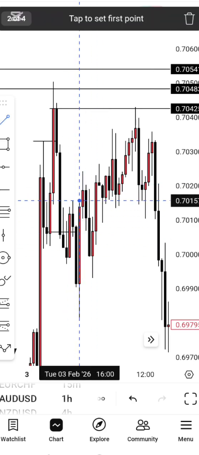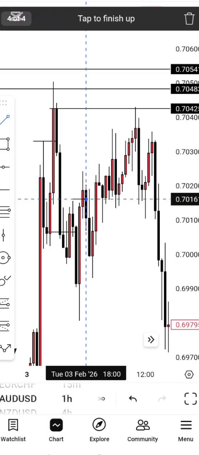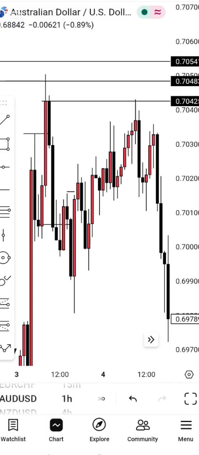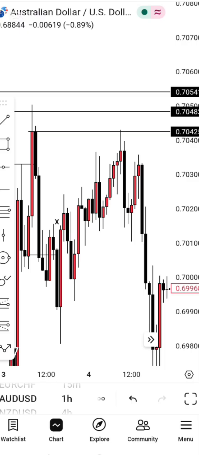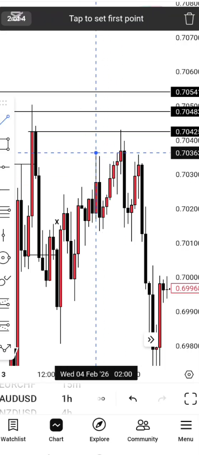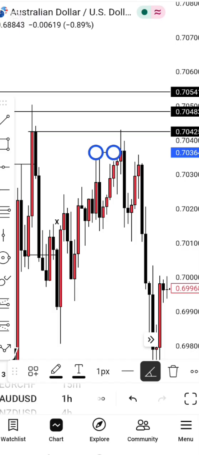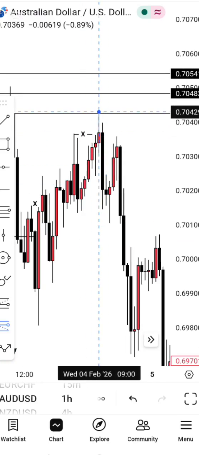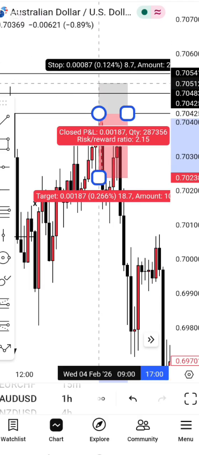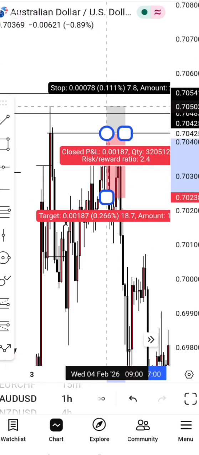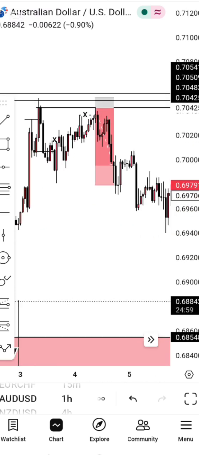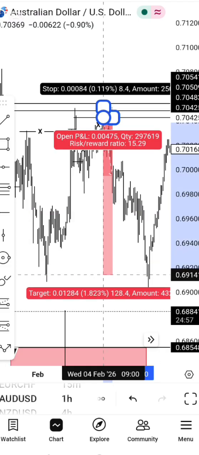This was the first pullback after the break of structure. This was liquidity. And we even had more liquidity printing very close to our key level. I entered for the sell right here, placing my stop loss slightly above this high, and then my take profit all the way to the structural low, which was right here.